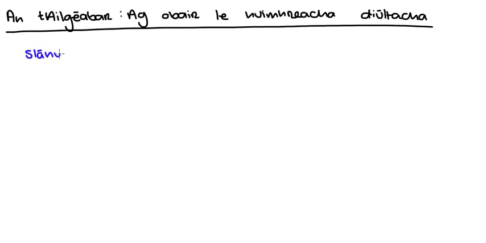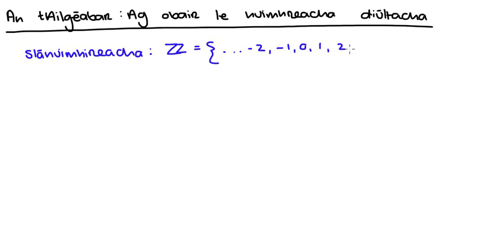So let's recap on our Slánuimhreacha. So these are our positive and negative whole numbers, denoted by the capital letter Z. So minus 2, minus 1, 0, 1, 2, continuing to infinity in both directions. So again, positive and negative whole numbers. So this means we don't include fractions or any decimals.